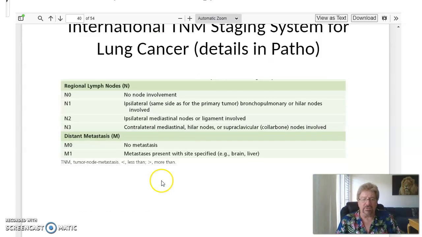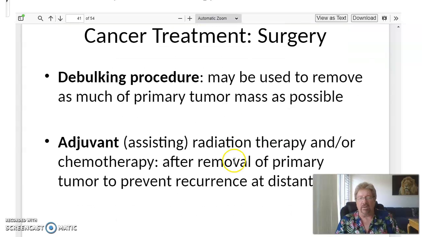Details in pathology. If there's no lymph node involvement, it's an N0. If it's ipsilateral, which means on the same side as the tumor, let's say it's on the right, then it's an N1. If the ipsilateral mediastinal nodes or ligaments are involved, then it's an N2. And then here's the metastasis. If there's no metastasis, which would be heavenly, it's an M0, and so on. You guys don't have to know this, but have a bit of understanding of it, like I do. I know how to read it, I know what it means, but I don't have it memorized.